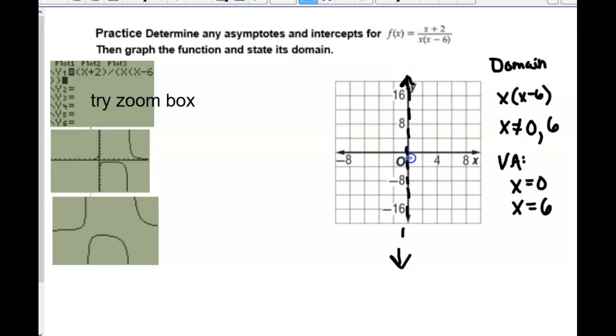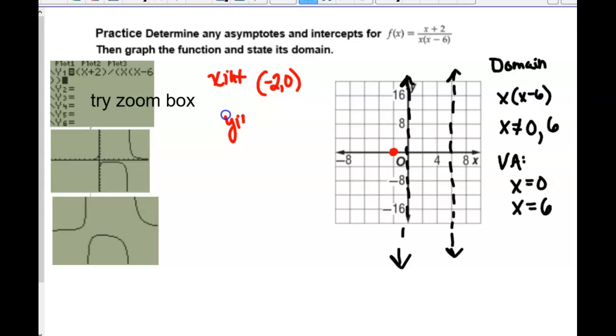This paper is counting by 2's, so x equals 6 is over here. Okay. Where are the intercepts of this? The x-intercept is when the top is 0, so that would be at what? -2, 0, which would be right here.